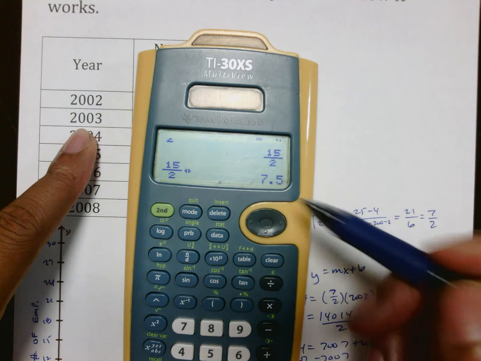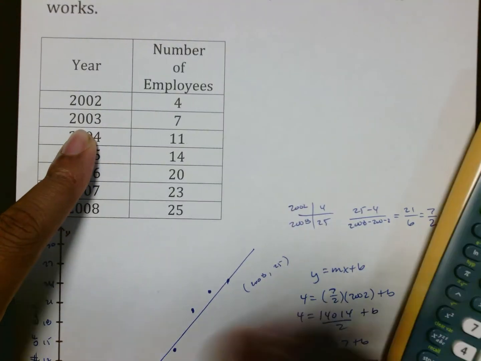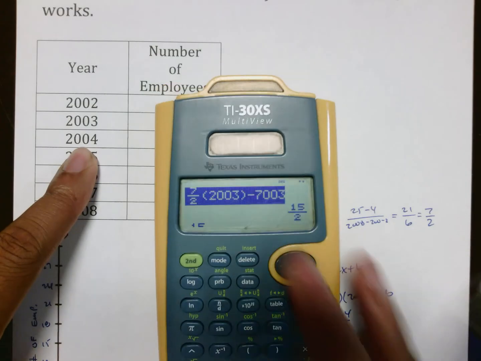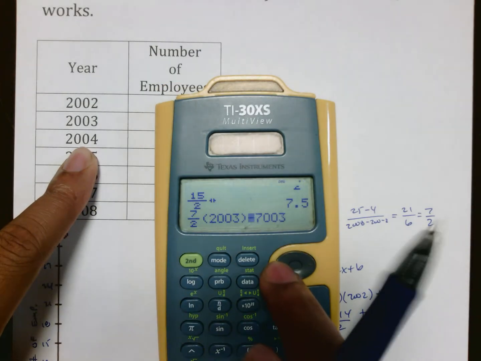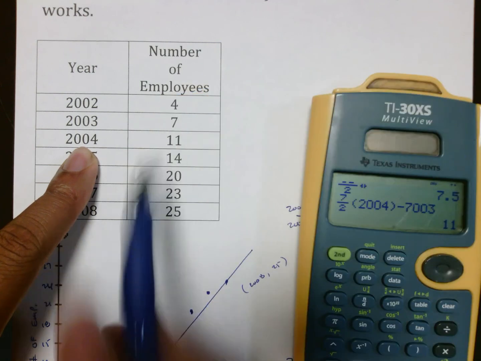And notice when I convert this, it says I expect it to be at 7.5, but it's at 7, which is pretty close. Again, what I can do is arrow up, steal that by hitting enter, and then choose 2004, which says I should be at 11. Notice 2004 is at 11.